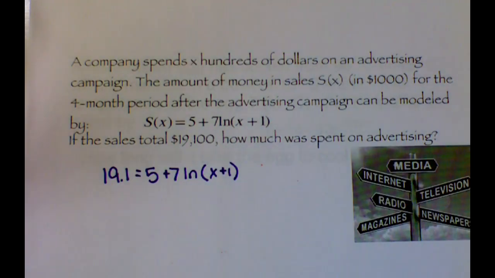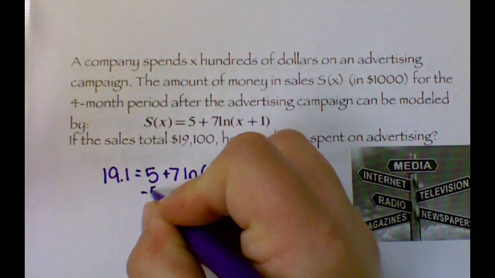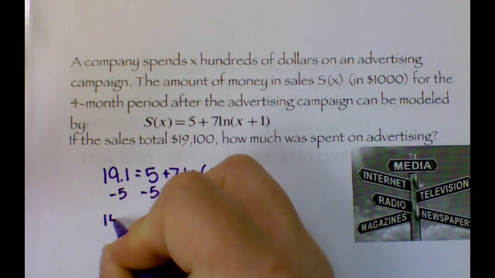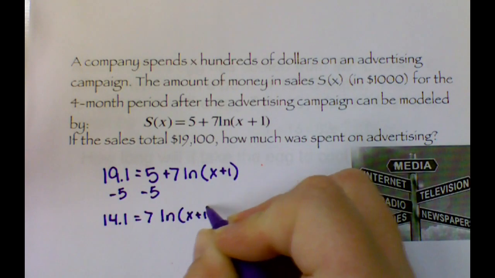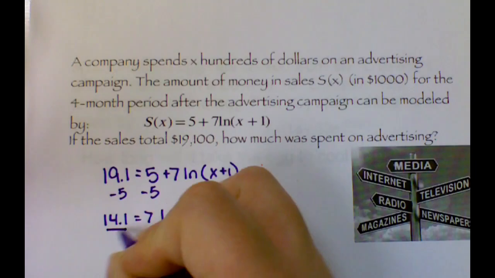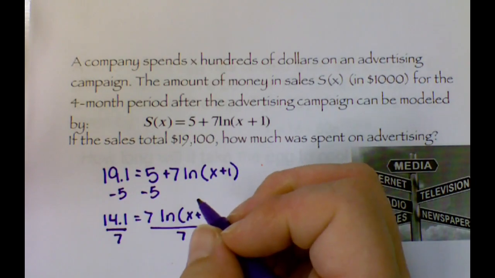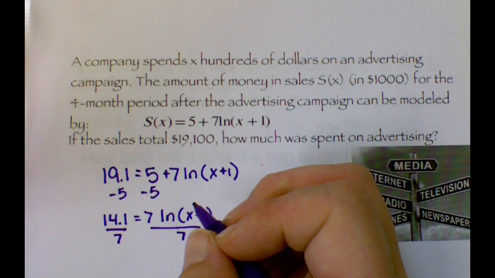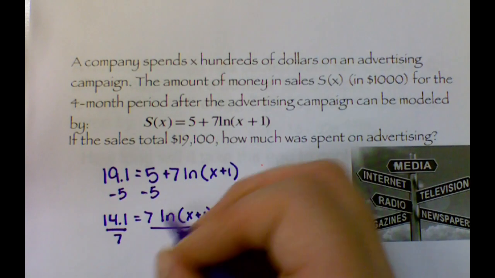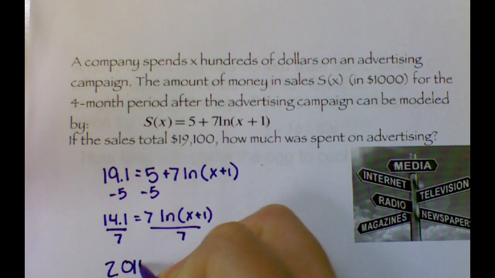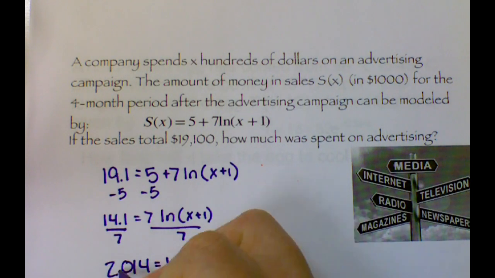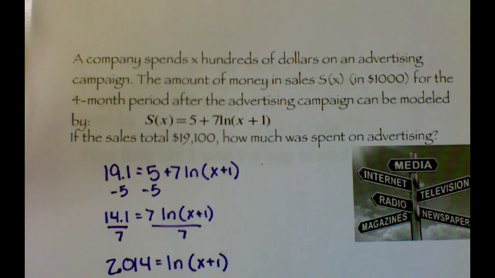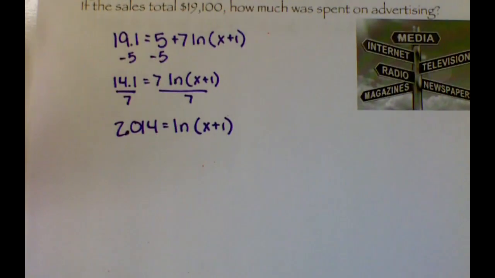Now we're going to solve for x. So I subtract my 5. I want to isolate the natural log. 14.1 equals 7 ln of x plus 1. Divide by 7. I get 2.014-ish equals ln of x plus 1. Save that decimal. You don't want to use the rounded one for our next calculations.